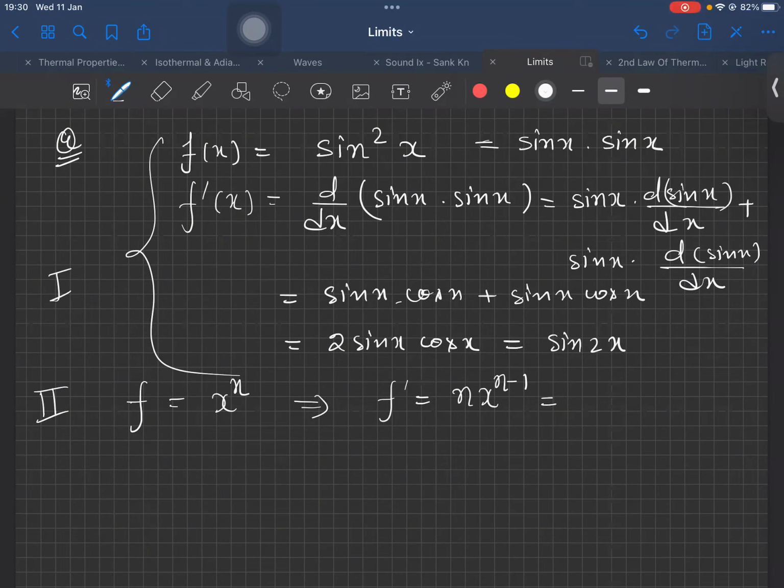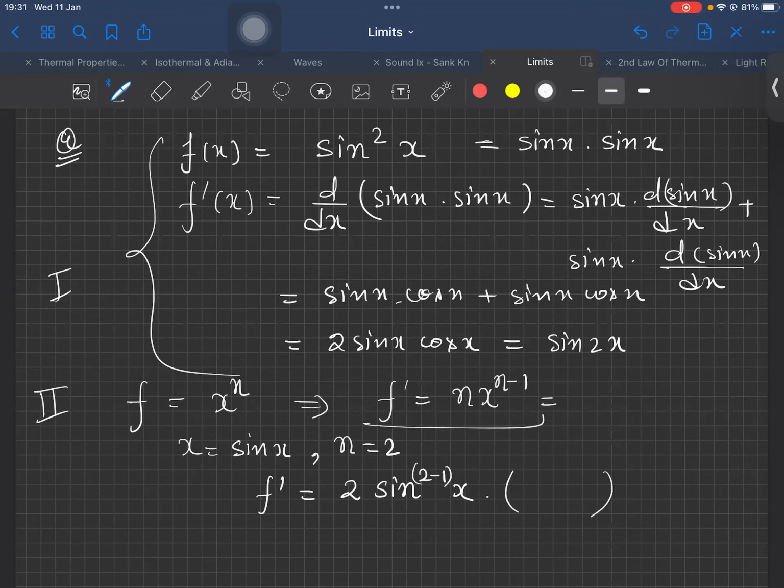So this is equal to, now x is equal to sin x and n is equal to 2. Okay, so f dash will become 2 times sin x to the power of 2 minus 1, right? Sin x is of course this, but we are not getting cos x, right? So where is this formula going wrong? Why is this formula incomplete? We always use this formula, but why is it incomplete? We have to understand that part, where this formula is incomplete.